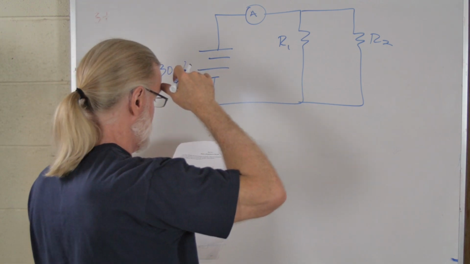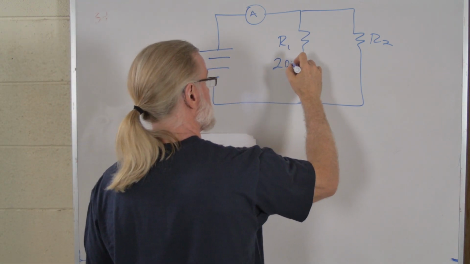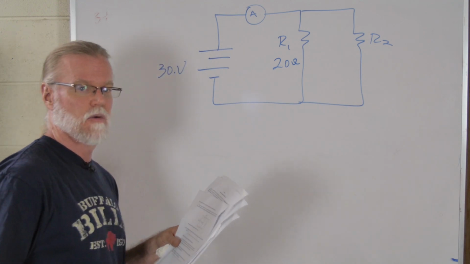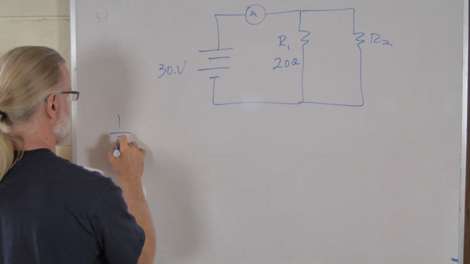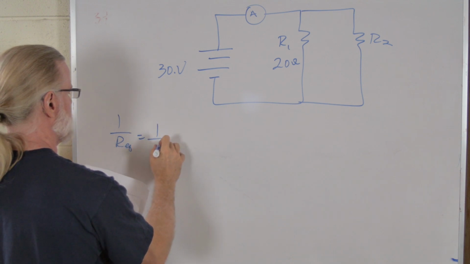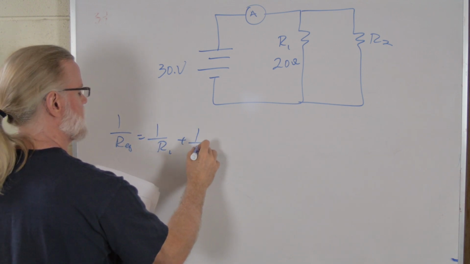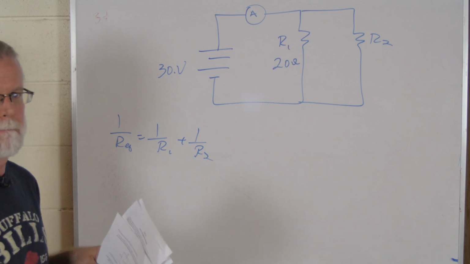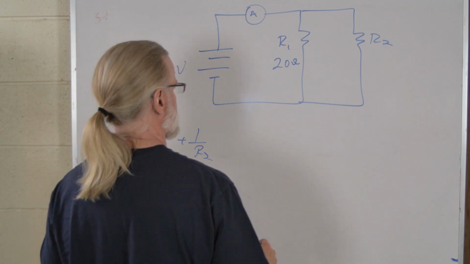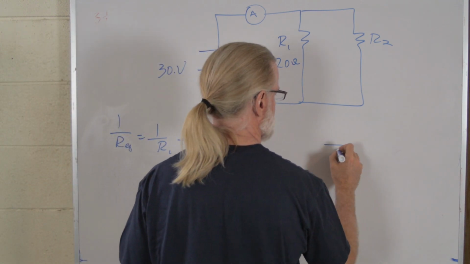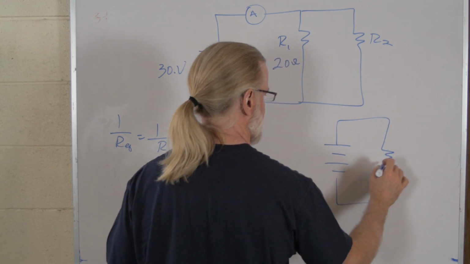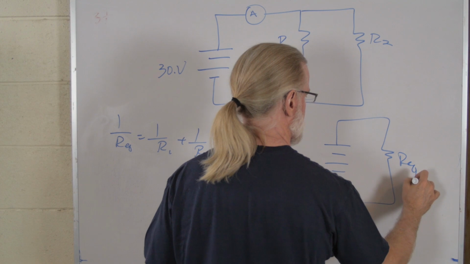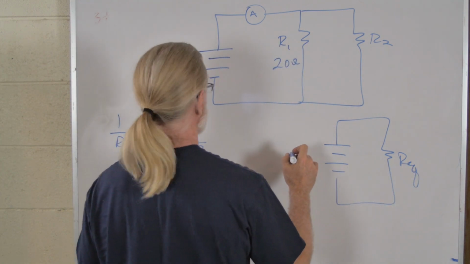All right, well, we know this one's 20 ohms, but we don't know that one. So we can't use our equation. We do have an equation for a parallel circuit, but we don't know R2, so we can't use that. But the whole idea is that we're going to replace this with an equivalent circuit that looks like this. That doesn't look equivalent, but it is, trust me.